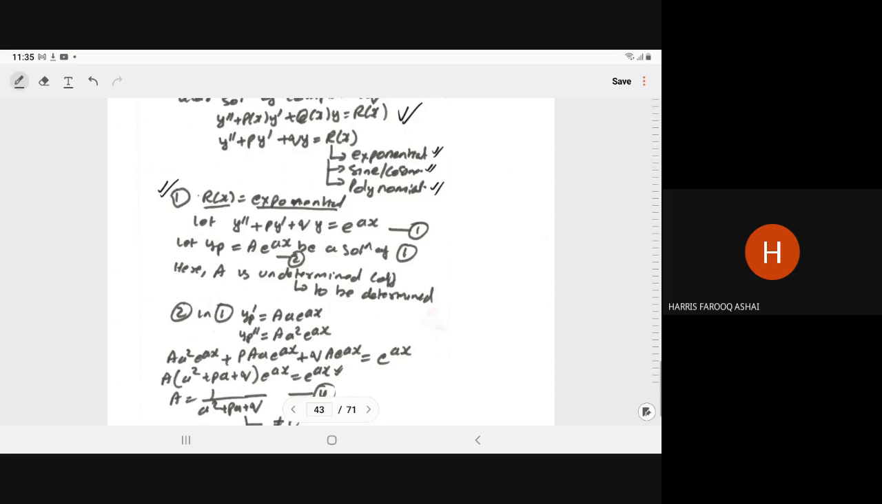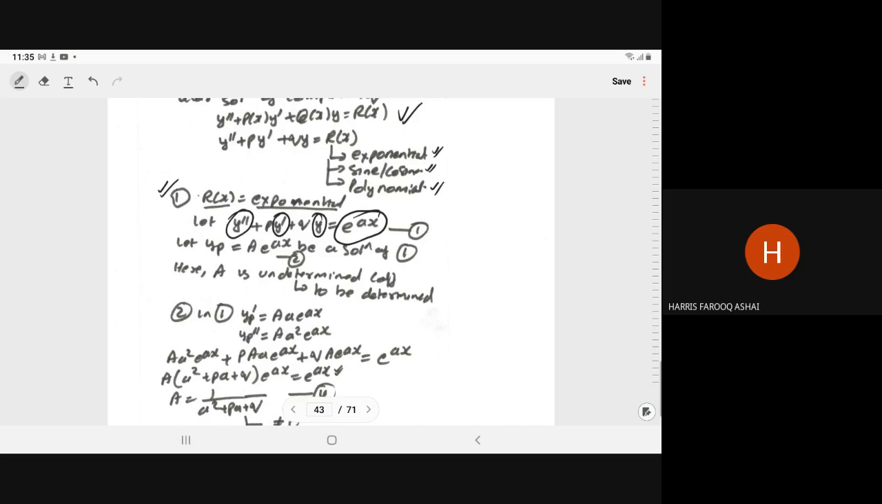When r(x) is exponential, y'' + p y' + q y = e^(ax). You know that if the right-hand side is exponential, the sum of the exponentials can be exponential only. It means these should also be exponential. Then exponential is equal to exponential.